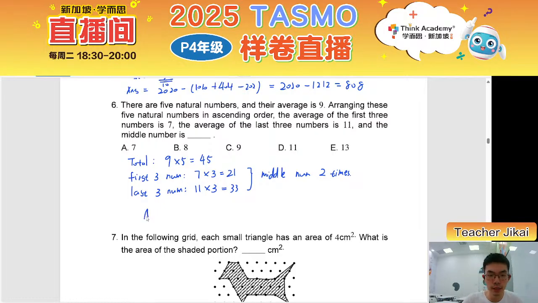So the answer is easy, right? 21 plus 33 minus 45. So what is it? It will be 9. Which part is it? Oh, we have a C here. So the answer is C.